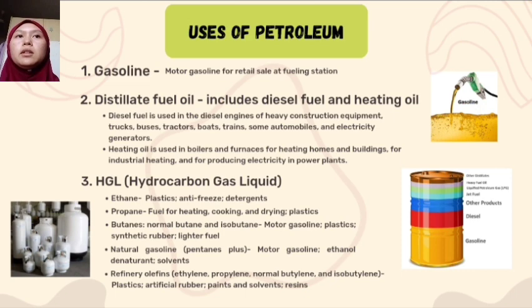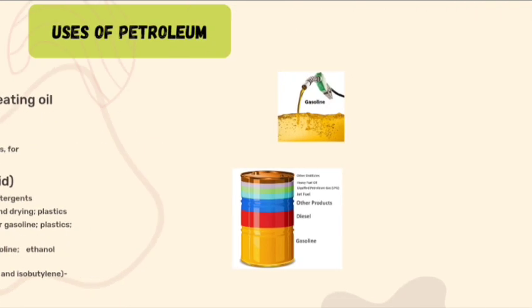Lastly, hydrocarbon gas liquids, which are ethane, which produces plastics, antifreeze and detergents. Propane produces fuel for heating, cooking and drying and also plastics. And butanes produce motor gasoline, plastic, synthetic rubber and lighter fuel. Natural gasoline produces motor gasoline, ethanol, denaturant and solvent. Lastly, refinery olefins produce plastic, artificial rubber, paints and solvent and also resins.